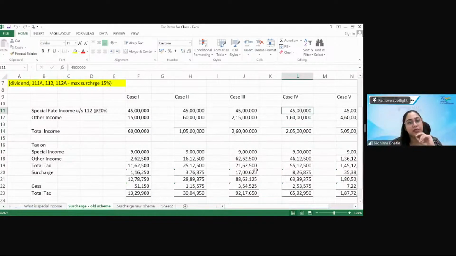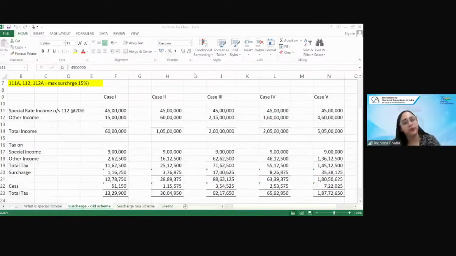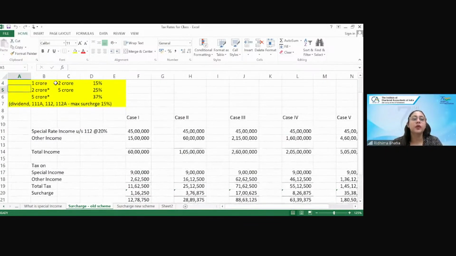Now on case 3, let's focus. Case 3 and case 4 are very typical, very important. So if you think you know, very good. If you don't think, please focus now. Now I have put an asterisk. On an income of more than 2 crore, up to 5 crore, the surcharge is 25%. But on an income of more than 5 crore, surcharge is 37%.